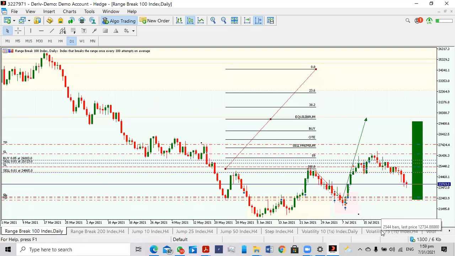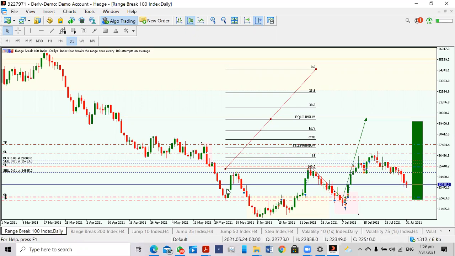One thing you will not want to do is range break and jump. Boom and crash don't really respect order blocks, but they respect liquidity voids, liquidity pools, and fib levels. Are you with me?